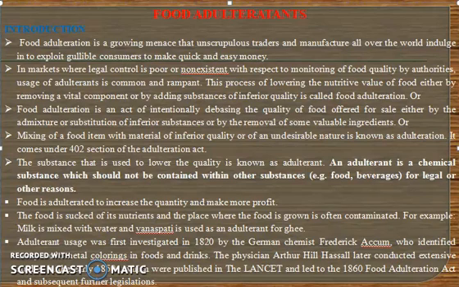Okay, here is 402. The substance that is used to lower the quality is known as adulterants. An adulterant is a chemical substance which should not be contained within other substances, for example food and beverages, for legal or other reasons. Okay. So this is about food adulteration.